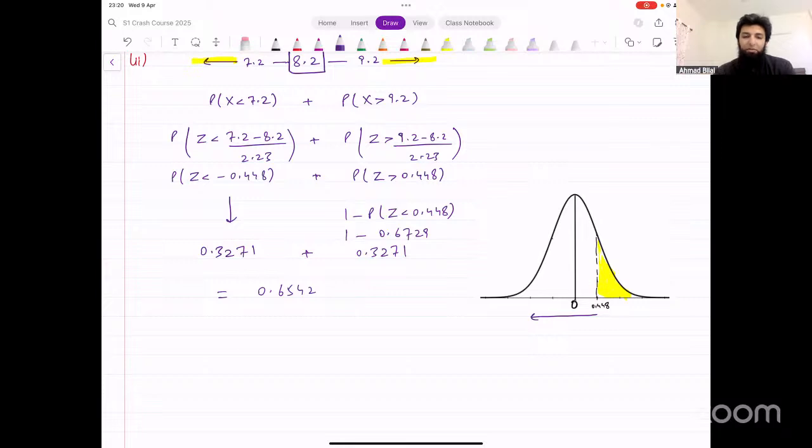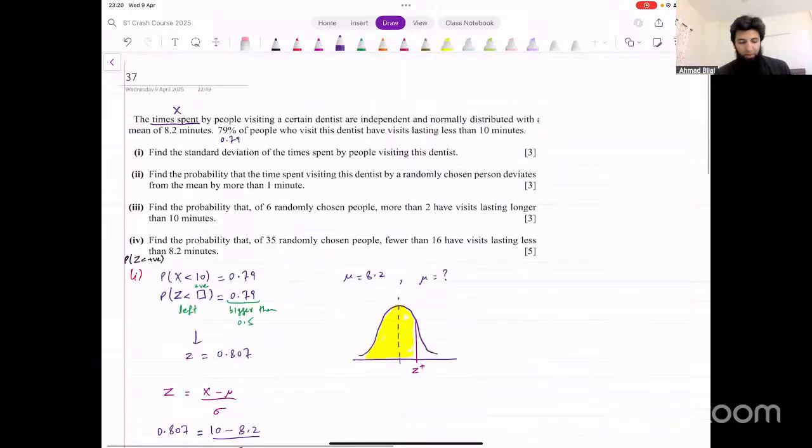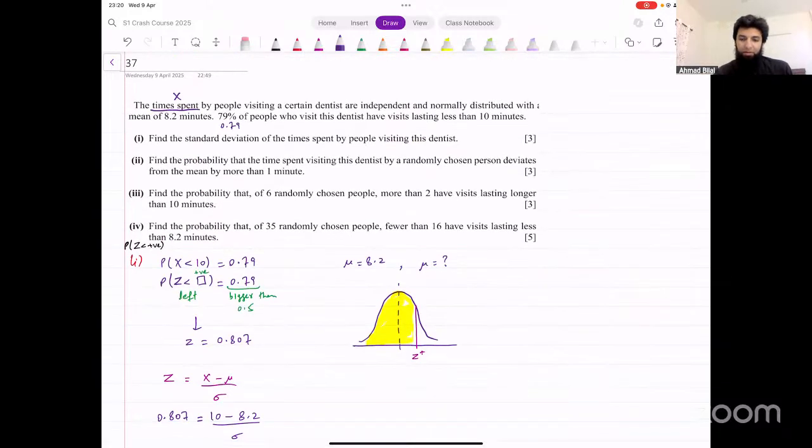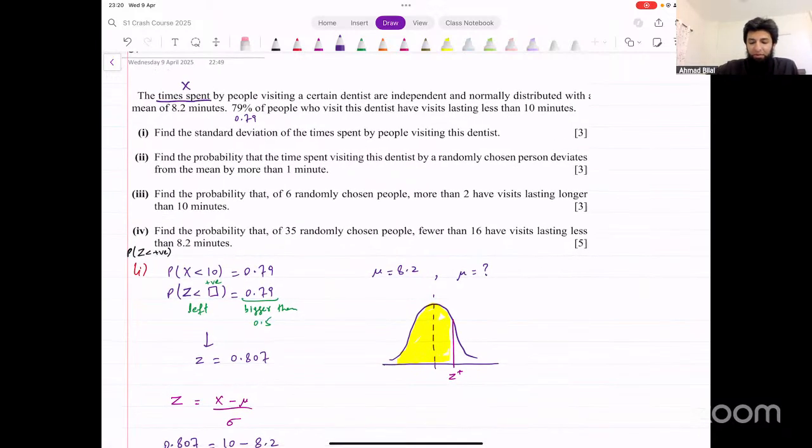Let's move on now to the third one. Okay, now the next part, let's try that. Now it says, find the probability that of 6 randomly chosen people, more than 2 have visits lasting longer than 10 minutes. Of 6 randomly chosen people, more than 2 have visits lasting longer than 10 minutes.